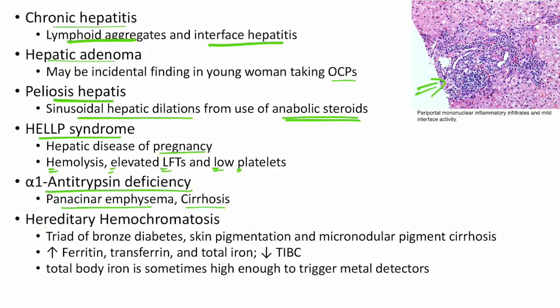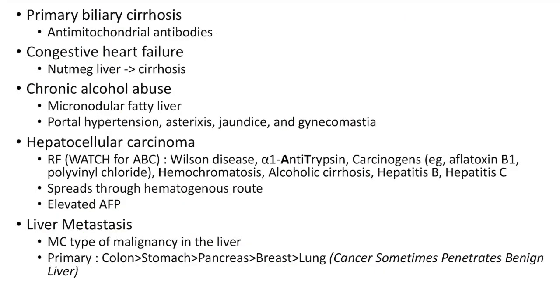Now let us see about hereditary hemochromatosis. In this case, there is triad of bronze diabetes, skin pigmentation and micronodular pigment cirrhosis. Lab findings include elevated ferritin, transferrin and elevated total iron. The total iron binding capacity will be reduced. An interesting fact is, in hereditary hemochromatosis, the total body iron is sometimes high enough to trigger metal detectors.